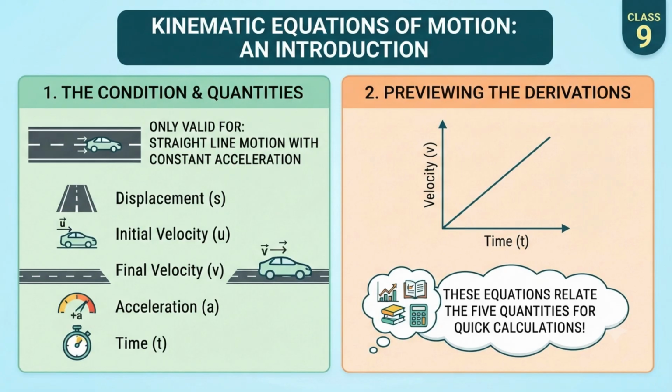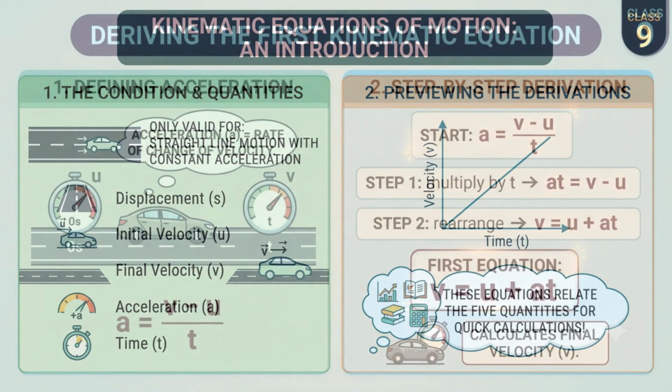Now, there are 5 physical quantities involved in the motion of an object. The first is displacement, represented by s. The second is initial velocity, represented by u. This is the velocity of the object before the motion begins. The third is final velocity, represented by v. This is the velocity after a certain time. The fourth is acceleration, represented by a. And finally, the fifth quantity is time, represented by t. The kinematic equations simply establish a relationship between these 5 quantities. Let's derive them one by one.